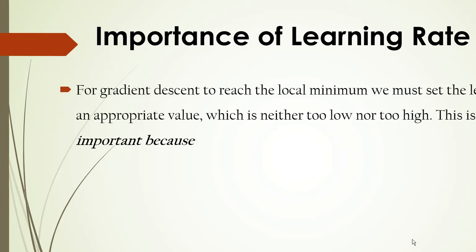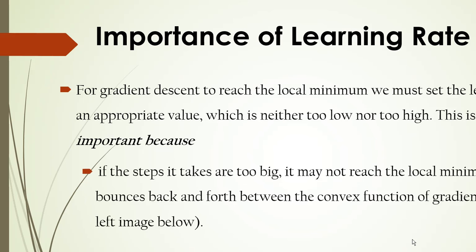the gradient descent works. So for gradient descent to reach the local minimum, we must set the learning rate to an appropriate value, which is neither too low nor too high. This is important because if the steps it takes are too big, it may not reach the local minimum because it bounces back and forth across the convex function. You can see it in the left image below. If we set the learning rate to a very small value, gradient descent will eventually reach the local minimum, but that may take a while. You can see it in the right image.